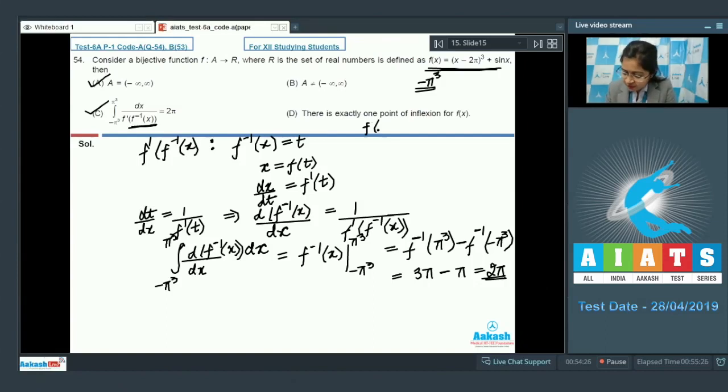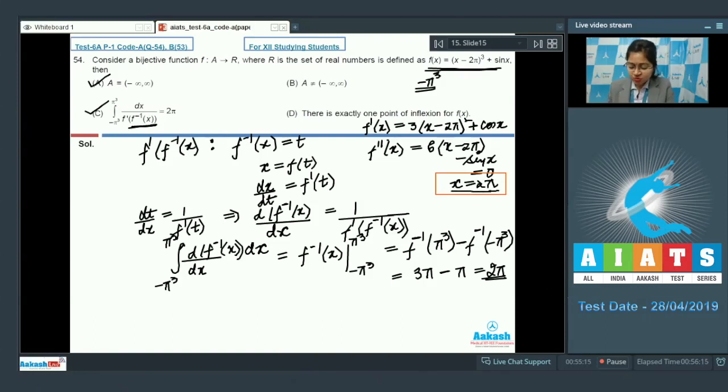So the value of f dash x will be equal to 3 times (x minus 2π) whole square plus cos x, and the value of f double dash x will be equal to 6 times (x minus 2π) minus sin x. So let us put it equal to 0. Now if I put it equal to 0, then we can see that the only solution will be x equal to 2π. This will be the only solution, which means that x equal to 2π is the only point of inflection. So option number D is also correct. So the answer of this question will be A, C and D.